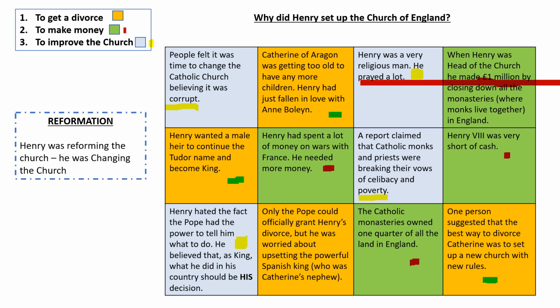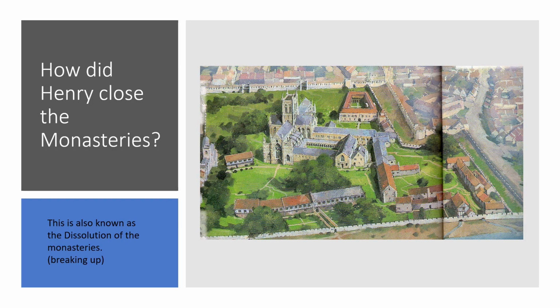Setting up the Church of England was known as the Reformation. The Reformation is just a fancy word to say that Henry was reforming the church, or changing the church. Okay, so he did this, and then, because he didn't have much support from the monks in the monasteries, he decided to follow this up by closing all the monasteries.